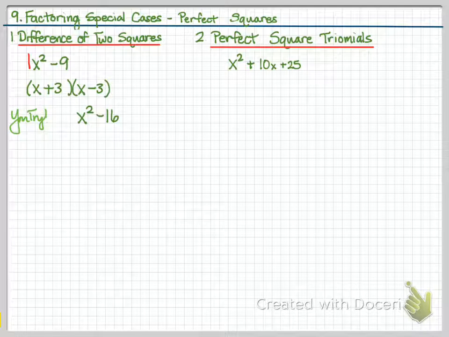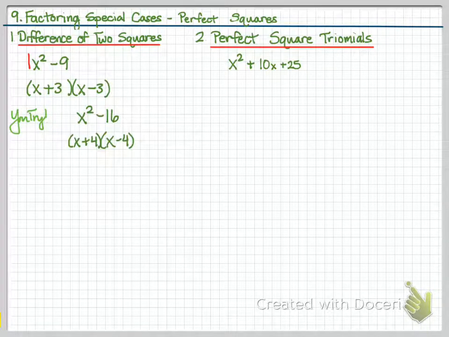Alright, you try. Try x squared minus 16. Press pause, and then we'll come back and check it out. So you do the same thing. Okay, welcome back. If you got x plus 4, x minus 4, then you've got this.